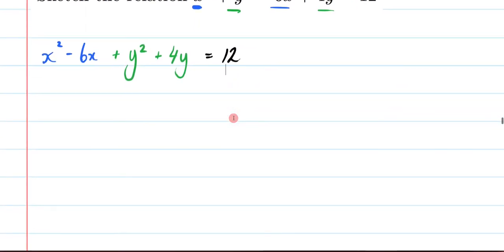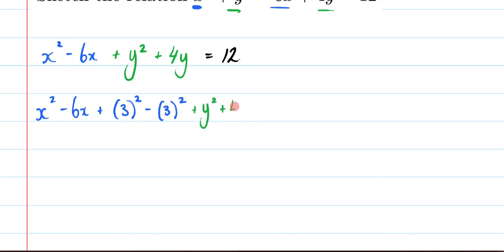Let me scroll down. And now I'm going to complete the squares. This was on a skill sheet, and it's very important that you have the ability to go x squared minus 6x. Now I'm going to take the coefficient of this term and halve it, which will be 3, and then square it. Then I'm going to minus that, and then move on to my y's. So now I'm going to have y squared plus 4y. Again, I'm going to take the coefficient of this term, which is 4, and halve it. That is 2. Then square it. And then I'm going to minus it. And I have my 12 here. Let's not forget about that.